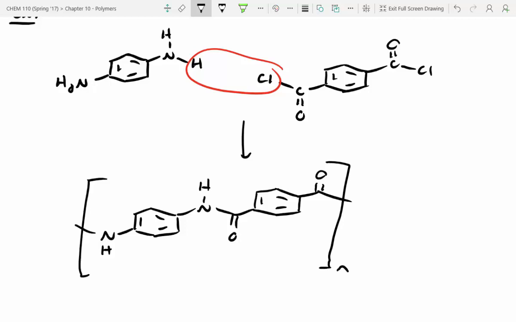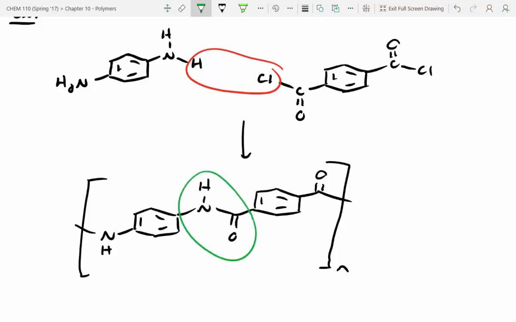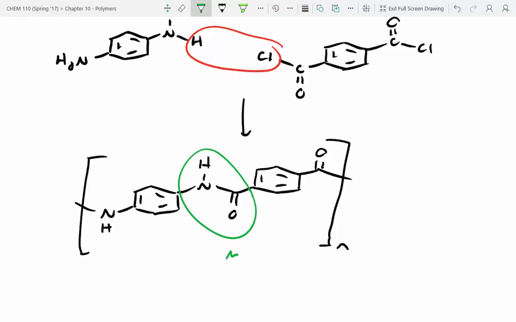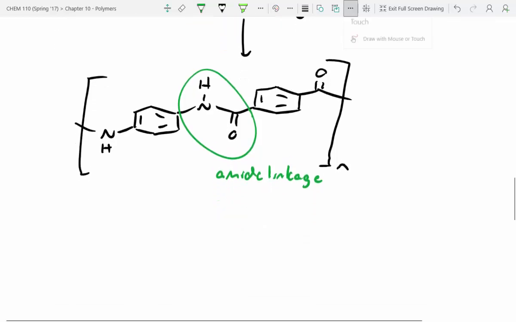So what sort of linkage do we have now? What sort of bond have we made? Or functional group, I should say. Amide. Amides are unusually strong bonds, which is good, right? We don't want our proteins to accidentally fall apart. So this bond is very strong, which makes this polymer exceptionally strong. This polymer is known as Kevlar.